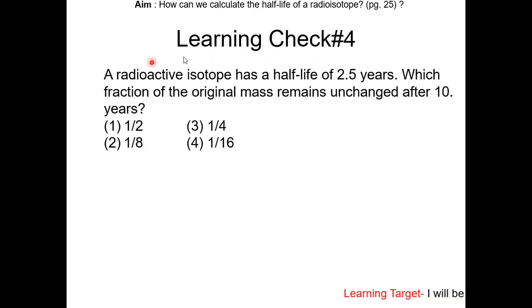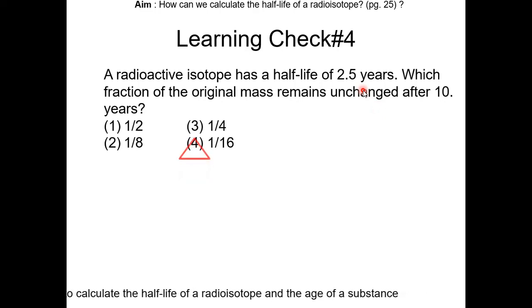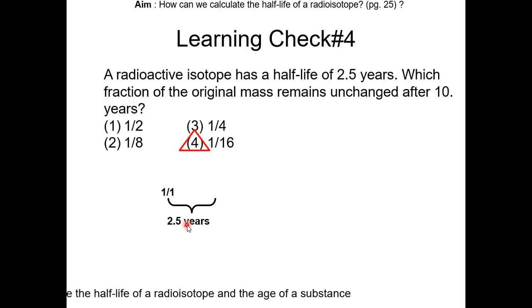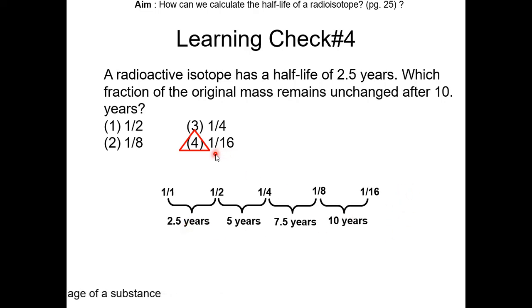Learning check number 4. A radioactive isotope has a half-life of 2.5 years. Which fraction of the original mass remains unchanged after 10 years? Pause the video and resume once completed. The first step is to figure out the number of half-lives, which is 10 divided by 2.5, which is 4. Using the sequence method, every 2.5 years, half of it decays. So after 10 years, you have 1/16 left over. So the answer is choice 4.